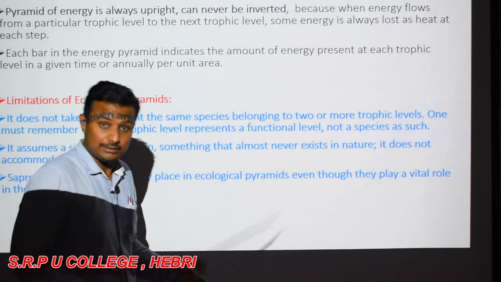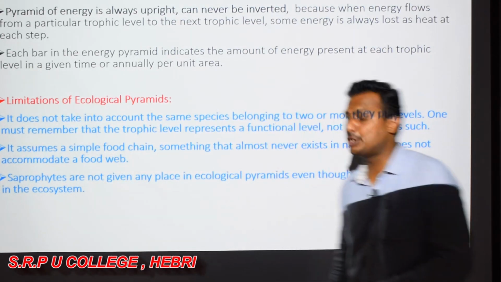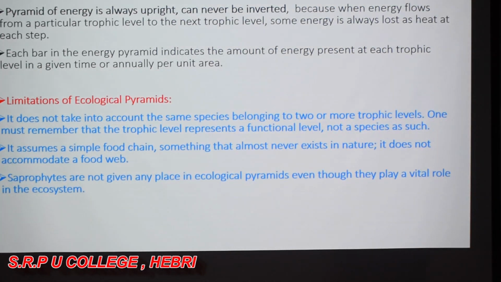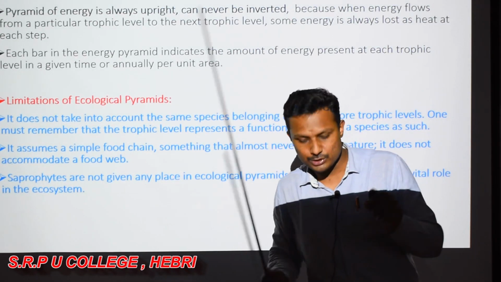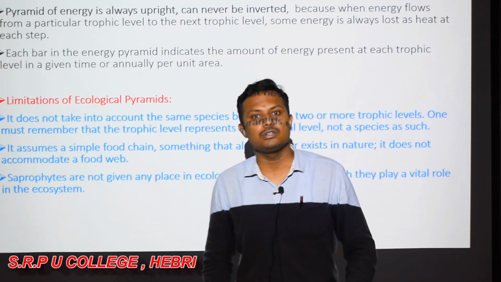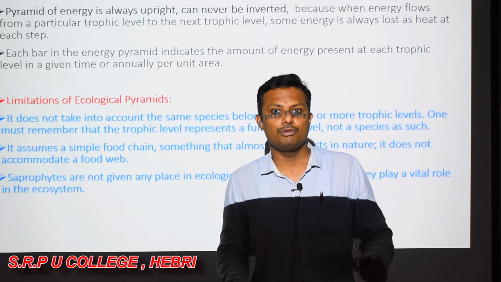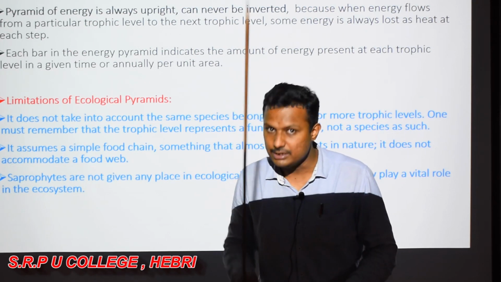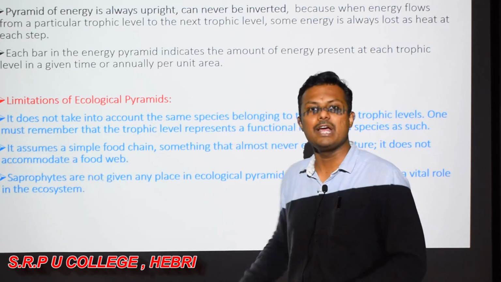But in fact, the energy flow takes place even there, but that has not been taken into account. So this is the third point. Saprophytes are not given any place in the ecological pyramids, even though they play a vital role in the ecosystem, especially in the energy transfer. Because on the terrestrial ecosystem, we have seen in the previous class, the major conduit for the energy flow on the terrestrial ecosystem is what? The DFC, that is the detritus food chain. So that is not given any place here.